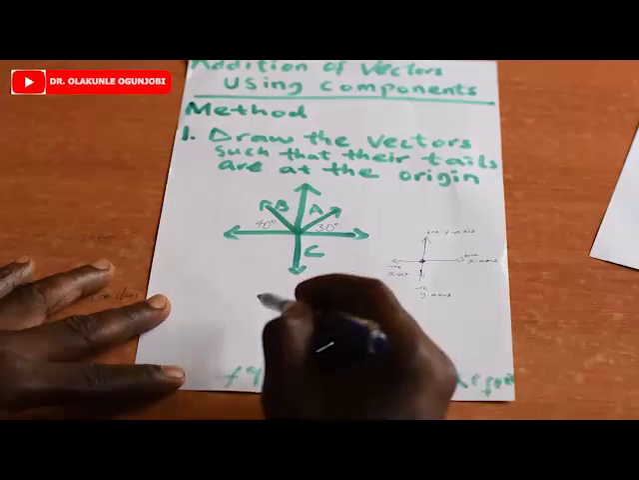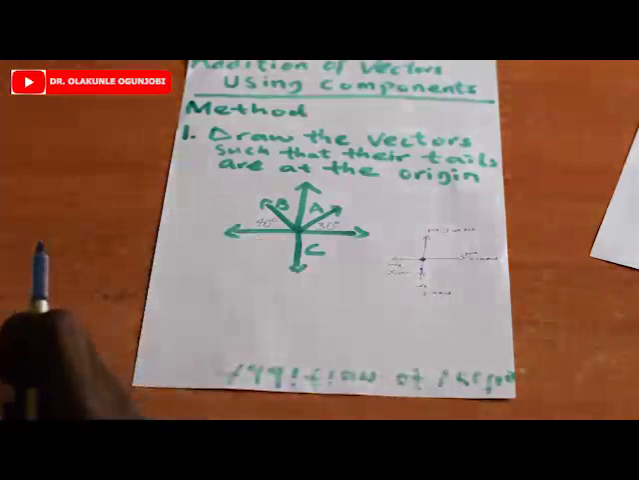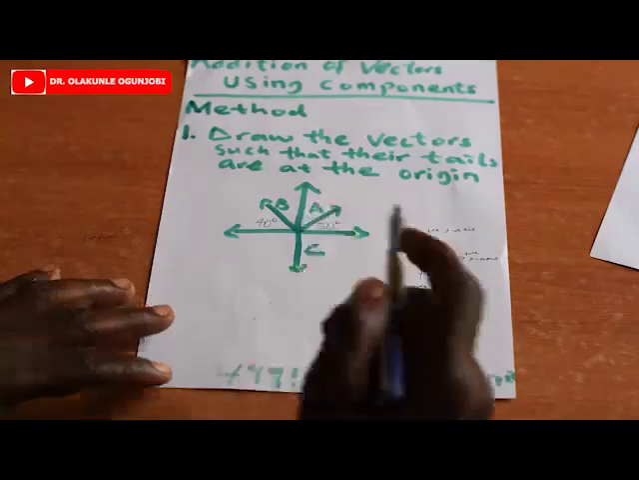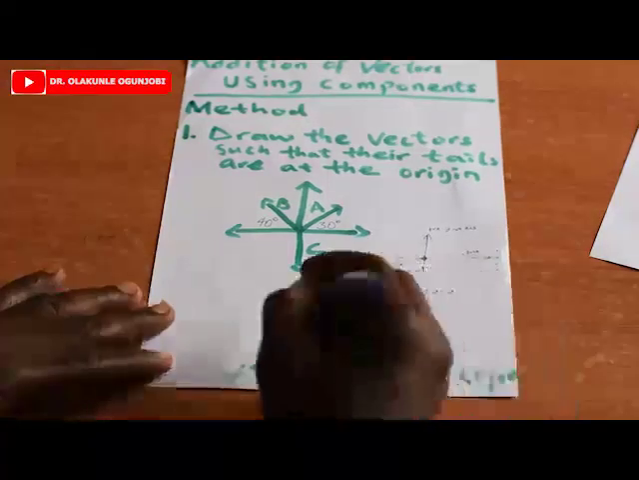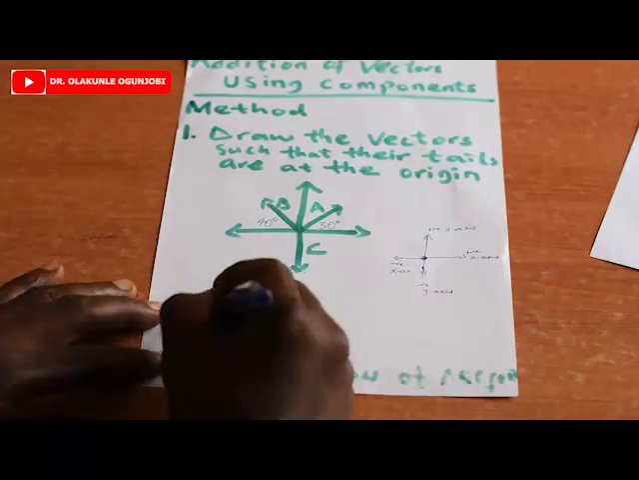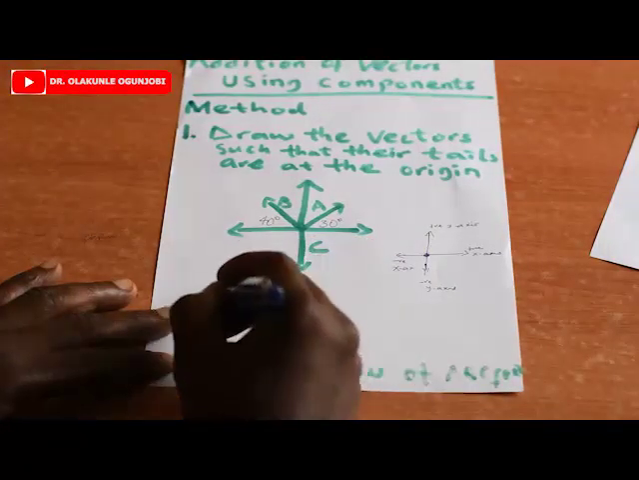Now we can find the resultant R of these vectors. That is the R, which is usually denoted as R.